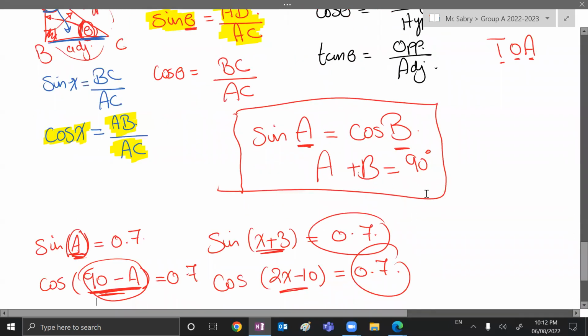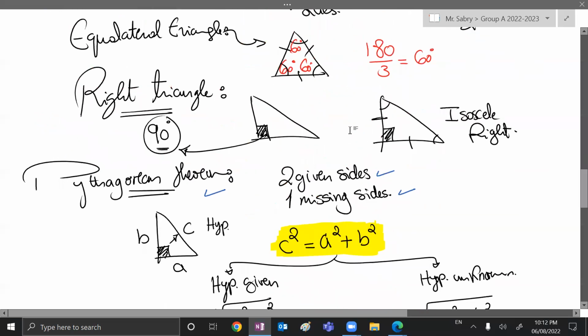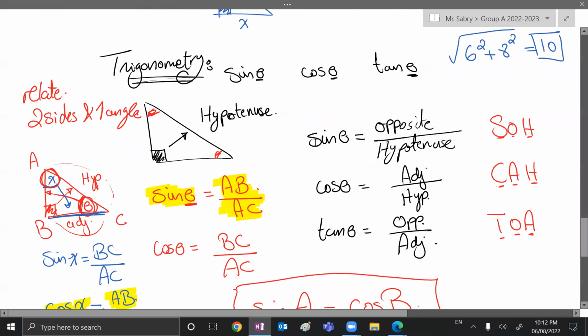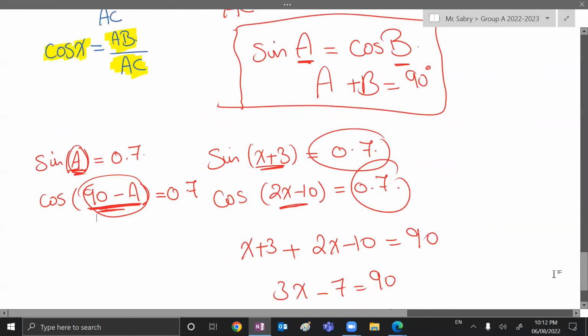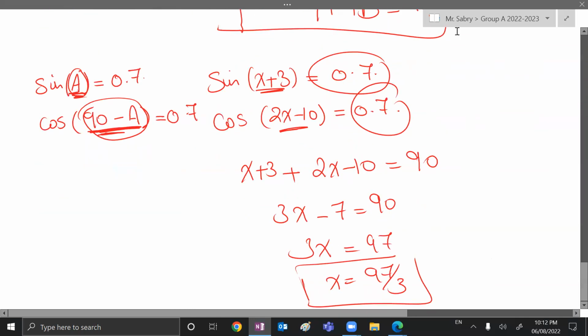So anyway, we just moved from the idea of two sides and one side, where we were talking just about sides, to now talking about angles. We're linking sides and angles. Again, if I told you sine of an angle came out as 0.7 and cosine of another angle has the same value, what does that say about the angles? That added to each other they must be equal to 90. So I added them, made them equal to 90, and then solved for the value of x.